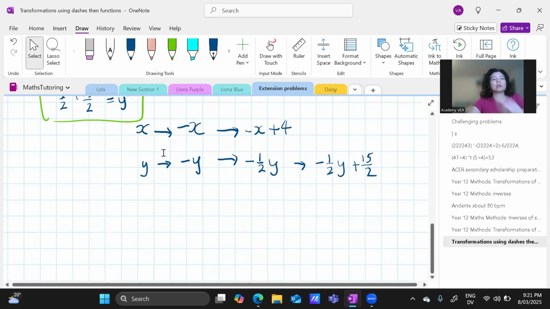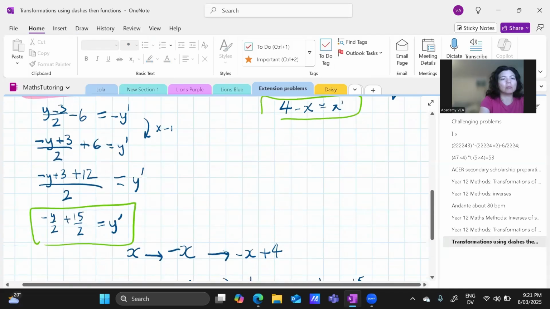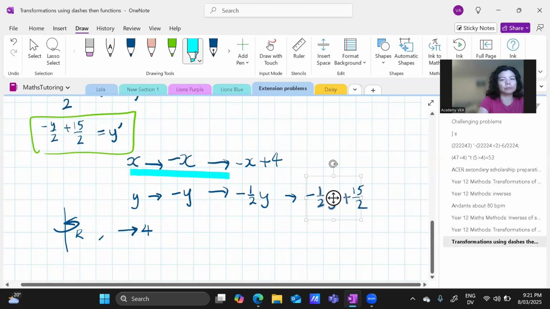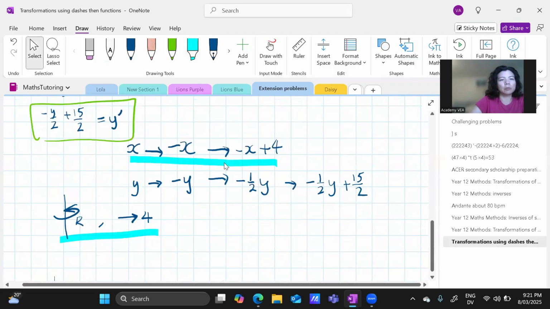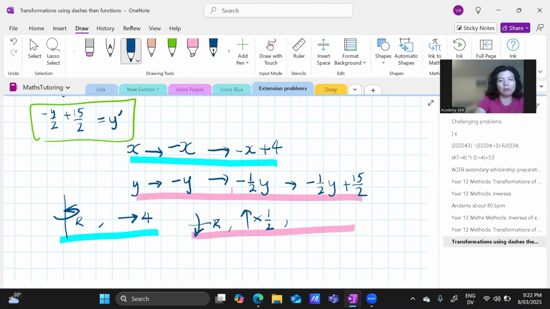So our transformations here, I'm going to write these down. X transformations first. I prefer to draw them out first, actually. We have a reflection this way. And then we have a movement to the right by 4. These are the x transformations, which I'll stick with blue for. And then for the y transformations, which we had in pink, you have a reflection horizontally, then you have a multiplication by half, then you have an addition of 15 on 2 vertically.